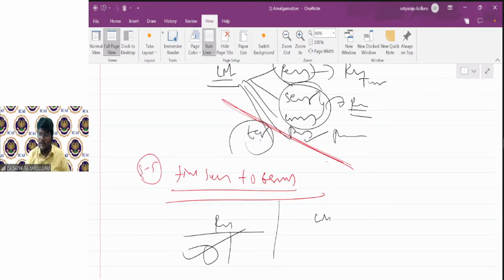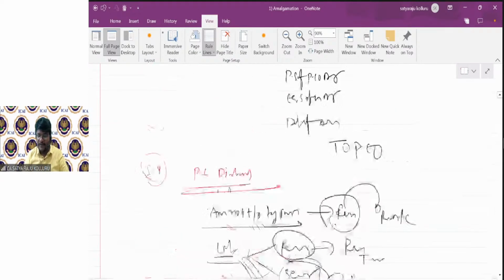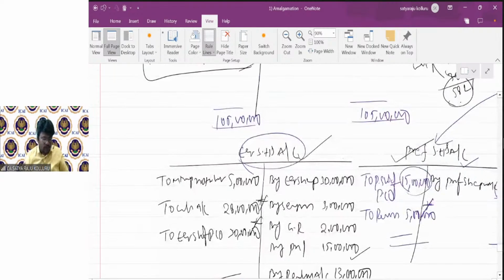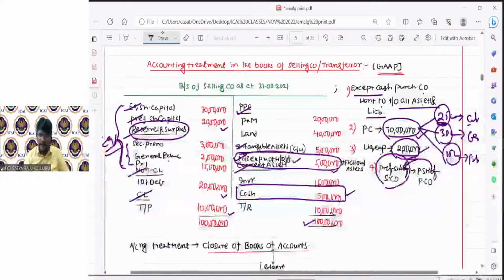If he has the resource of cash, he will distribute. If he has the resource of equity shares of the purchasing company, he will distribute. Then those accounts will close. The equity shareholders account also gets closed. These are the 5 steps we should follow for closure of the books of the selling company.